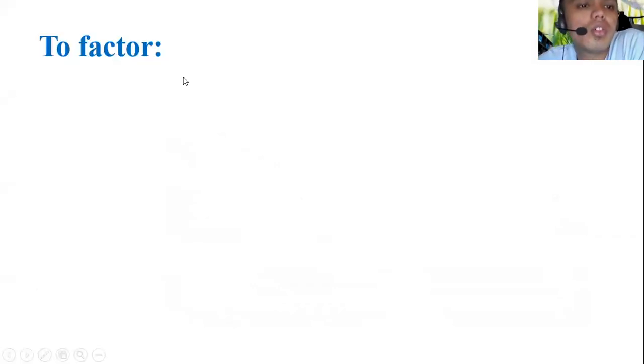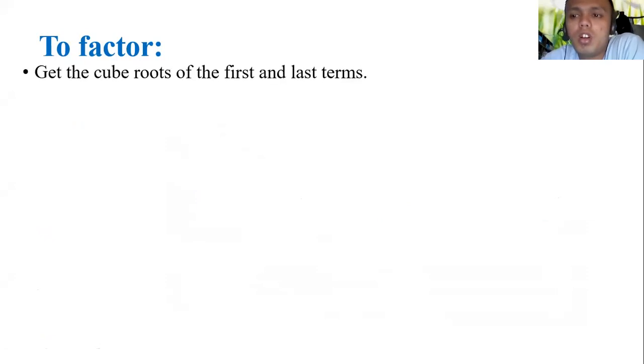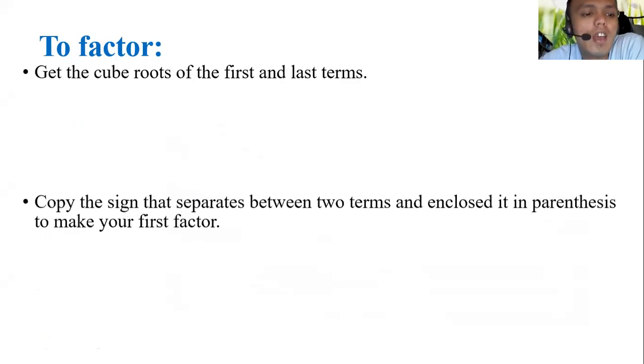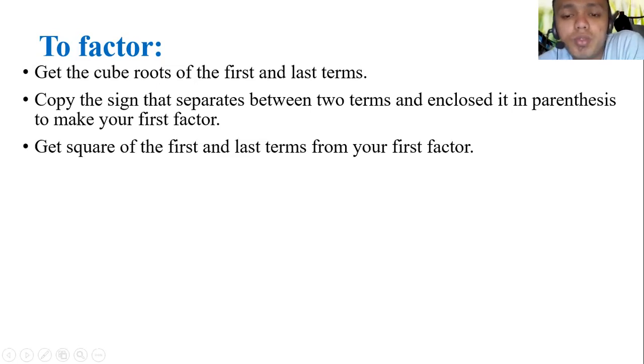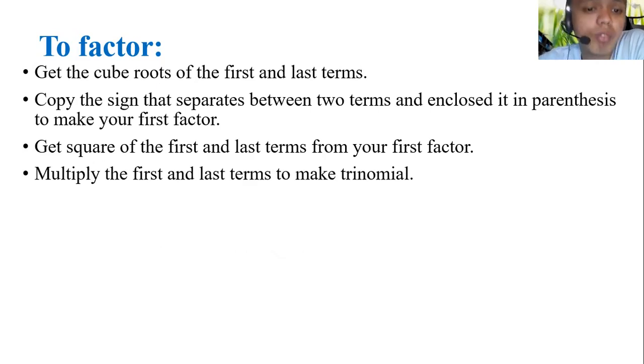Okay, to factor the sum and difference of two cubes, the first thing to do is to get the cube roots of the first and last terms. Then copy the sign that separates the two terms and enclose it in parentheses to make your first factor. And then get the square of the first and last terms from your first factor. Then multiply the first and last terms to make it a trinomial.